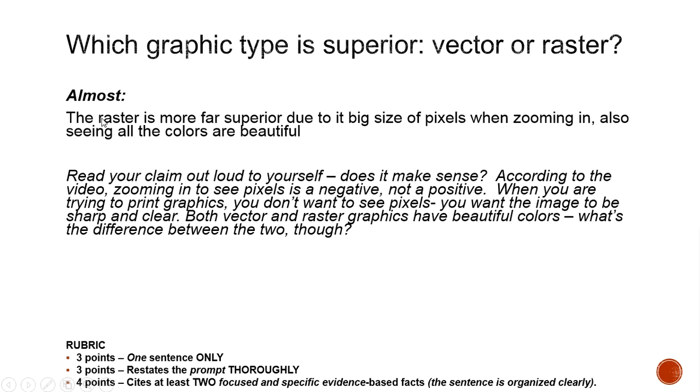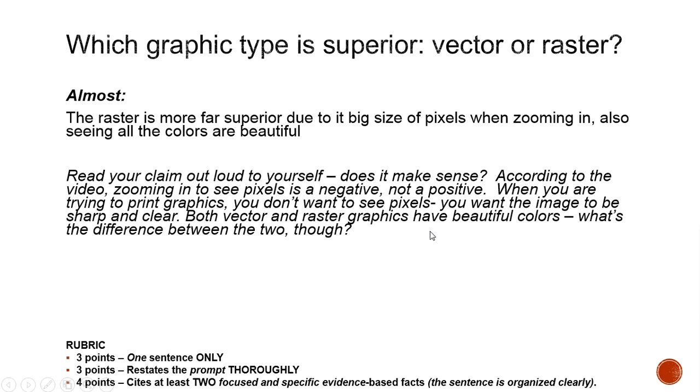So we've got to remember when we reread our stuff that we read it the way it's written, not the way our brain will fill in the blanks and make it the way that it is intended to be, okay? So read it out loud. According to the video, zooming in, so we had watched a video about raster versus vector graphics, right? And in that video, zooming in to see pixels was a negative, not a positive. When you zoom in and you see something is all pixelated, that's not a good thing. So when you are trying to print graphics, you don't want to see pixels, okay? You want the image to be sharp and clear.